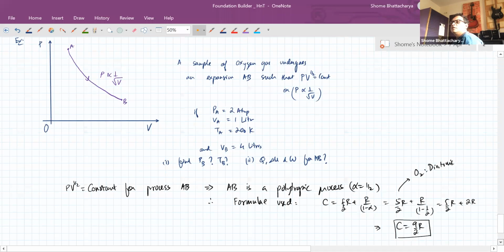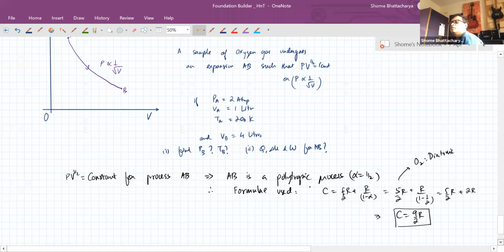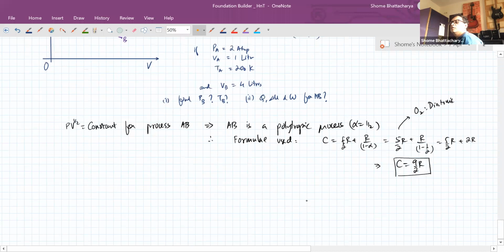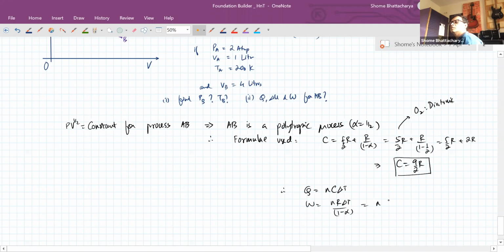So once you got this, now we can understand that Q will be equal to NC delta T. W will be equal to NR delta T upon 1 minus alpha. So that is 2 times NR delta T. And this will be 9 by 2 times NR delta T. And of course, delta U is the standard value, NF by 2R delta T. So no change in that.